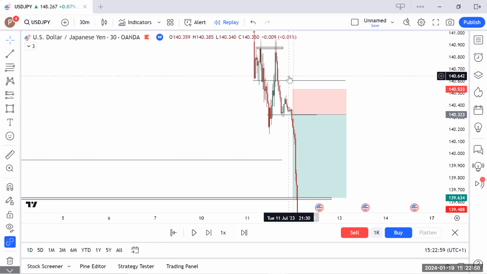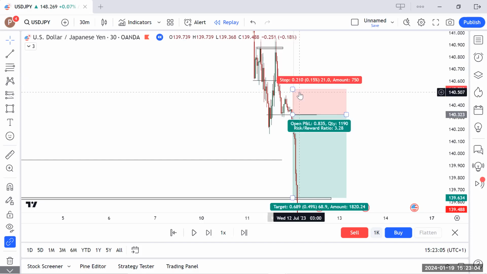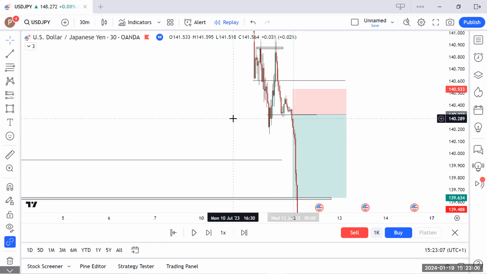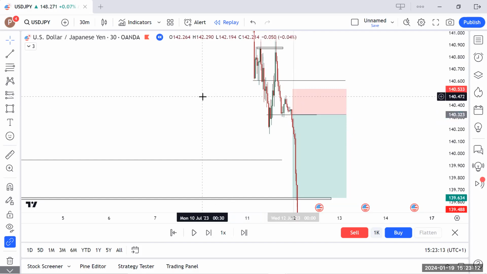So that was how we were able to take this trade on USDJPY, and it was a very clean trade with a 1 to 3.28 risk to reward. It was a very valid trade. So we'll move on to the next one.